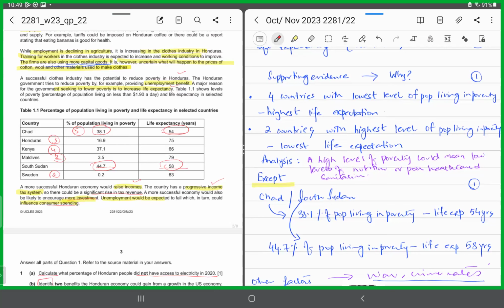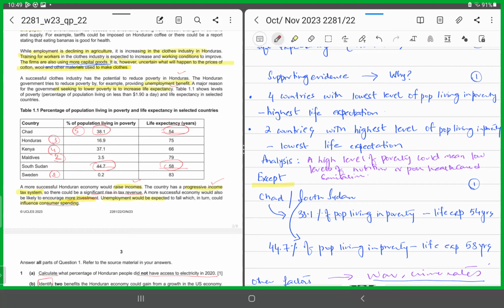Now, if South Sudan has a greater percentage of population living in poverty as compared to Chad, its life expectancy, by the rule that we figured out, should have been lesser, right? If more percentage of the population is living in poverty, the life expectancy should have been lesser than Chad's. But in this case, it's not so. So this is the exception that we have figured out, right? We'll mention in the answer, except for Chad and South Sudan.